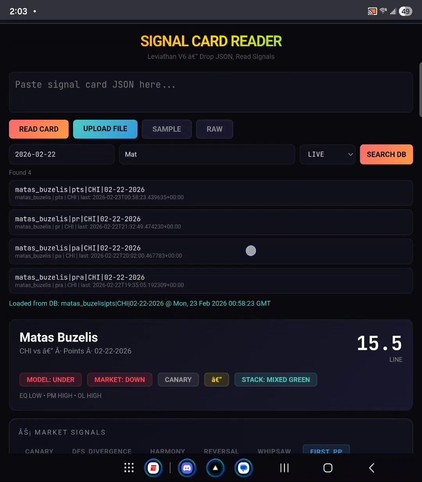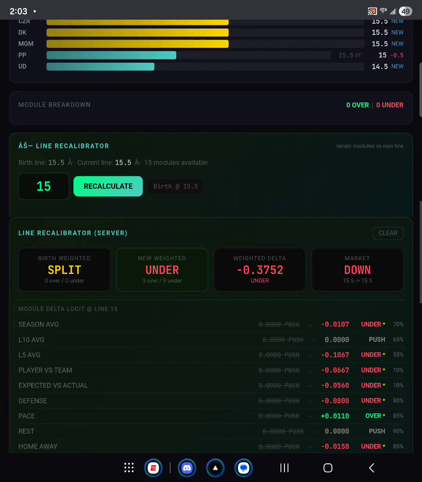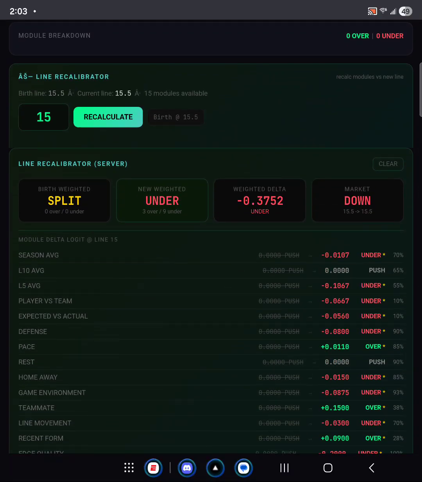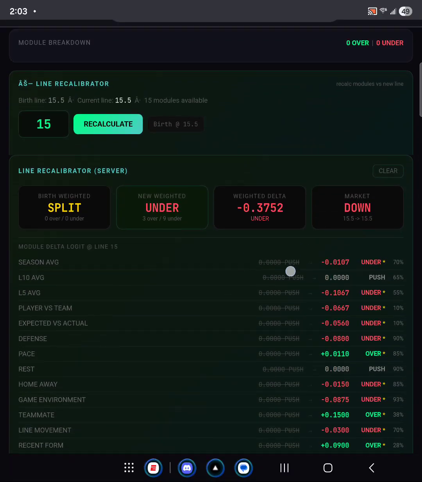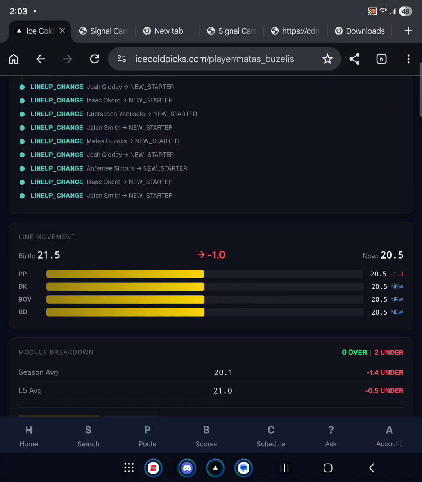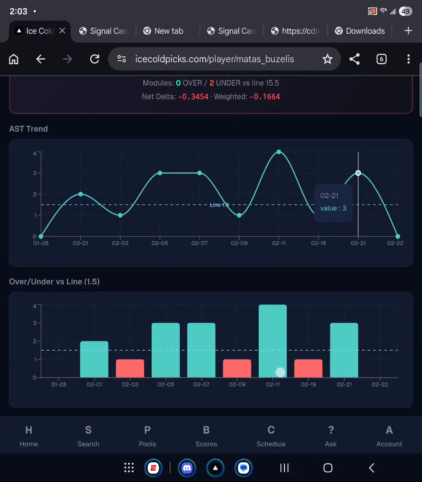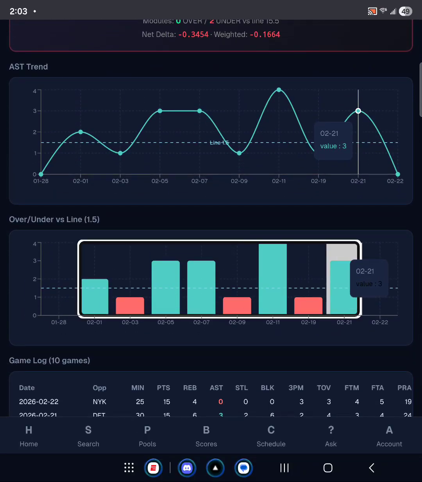file version, because lines do change, and then they recalibrate based on the line. Your season average is going to be different depending on if the line changed. But see, I go over here and I scroll down, and I look over here.